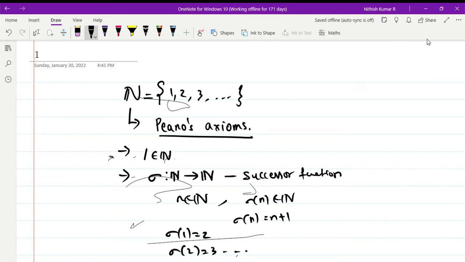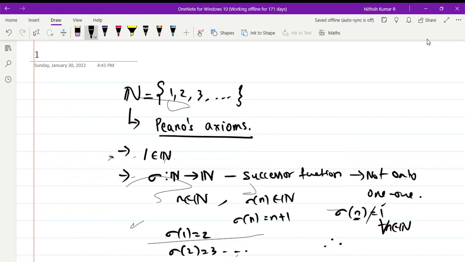You can observe that this successor function is 1-1, but it is not onto. Not onto because sigma of n is equal to 1 has no solution. That is, for this 1 in the codomain, there is no element in the domain such that sigma of n is equal to 1. So sigma of n is not equal to 1 for any n belongs to N. Therefore sigma is not onto, but it is 1-1.